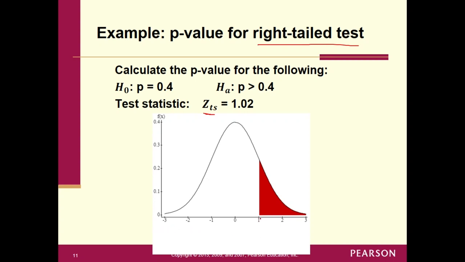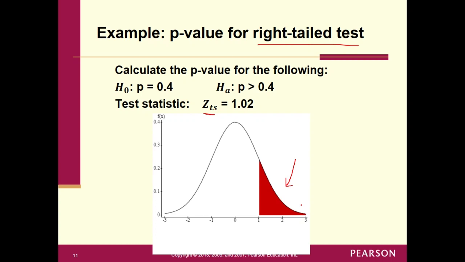1.02 is just barely past 1, right? So this time, since it's a right-tailed test, you're going to shade to the right. So here's 1.02, we shade to the right. Okay, and now that area in red represents your p-value. What percentage did we shade in underneath this curve right here? How much did we shade in? What percentage? That would be your p-value.